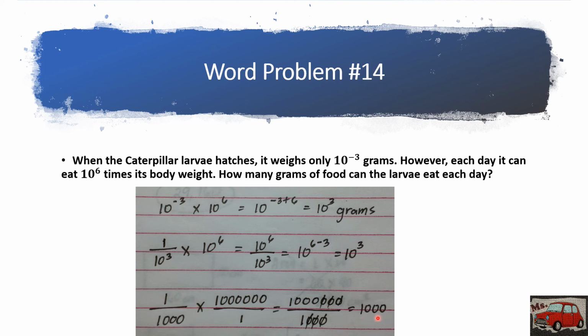Again, 3 zeros, ibig sabihin, 3 yung exponent niya. Okay? So, the answer is 10 cube grams. Yan yung nakakain ng caterpillar larva sa isang araw.